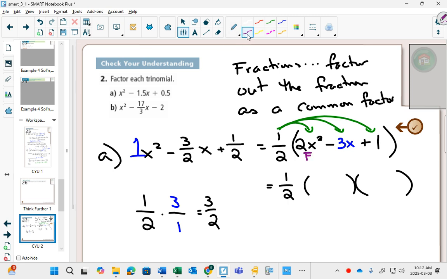My first ones and my last ones. This is actually technically the easiest one in the world to factor. Why? If your first one's a 2x squared, do you see you only have one option? It has to be 2x and x. If your last one is a 1, you only have one option: 1 and 1. I have so far not had to do any thinking because I had only one option.